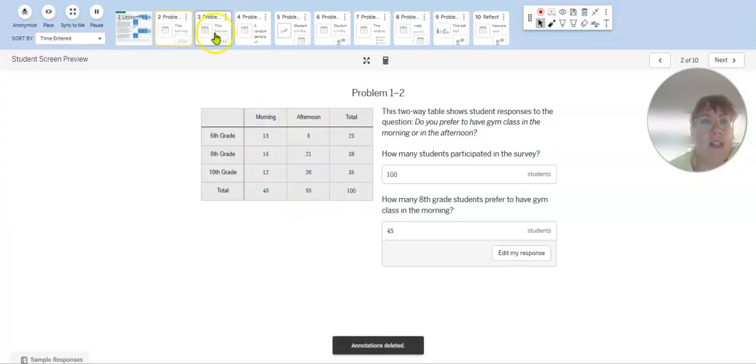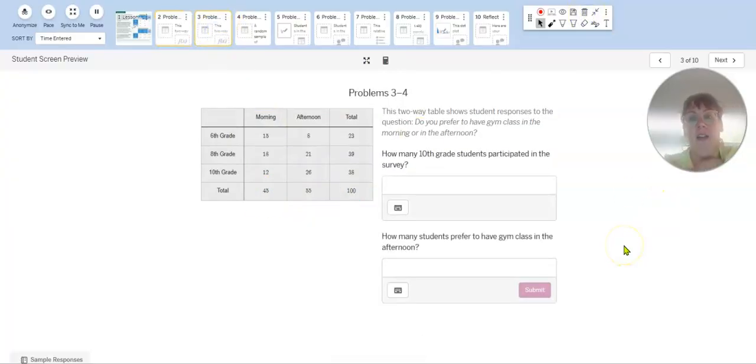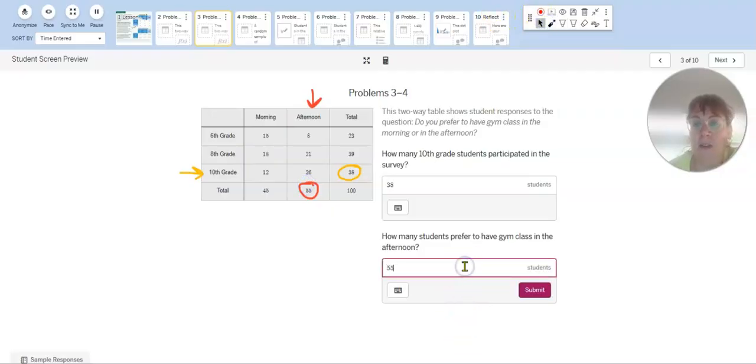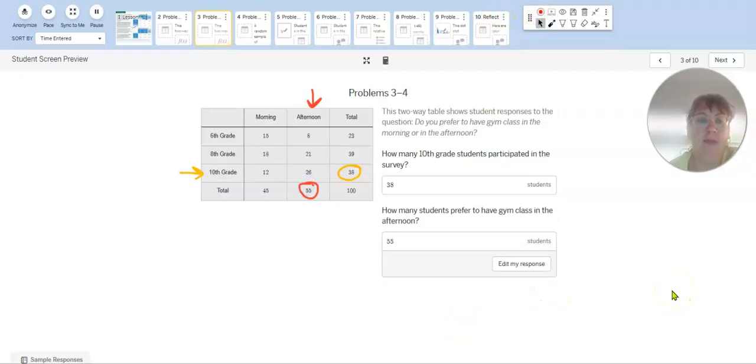And then we can push ahead to the next slide. This two-way table shows student responses to the question, do you prefer to have gym class in the morning or the afternoon? Again, how many 10th grade students participated in the survey? So we look at our 10th grade row. Our full total here is 38. And how many students prefer to have gym class in the afternoon? So we look at our afternoon column, total at the bottom of 55. Beautiful. Push ahead to the next slide.